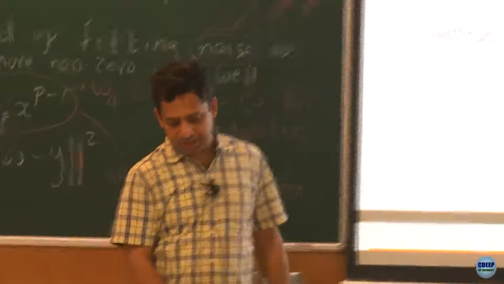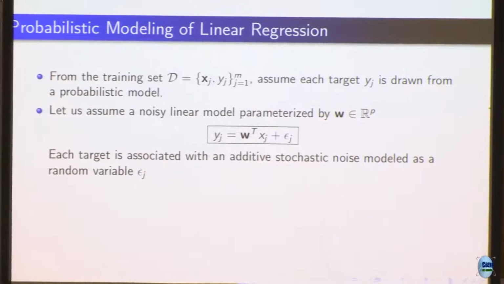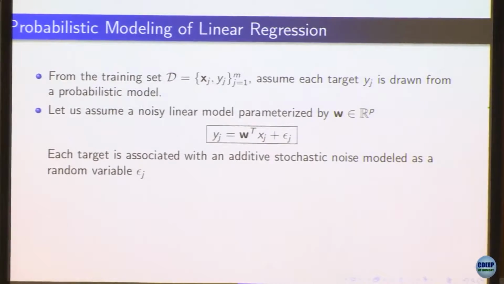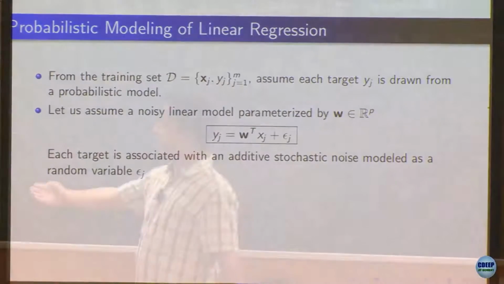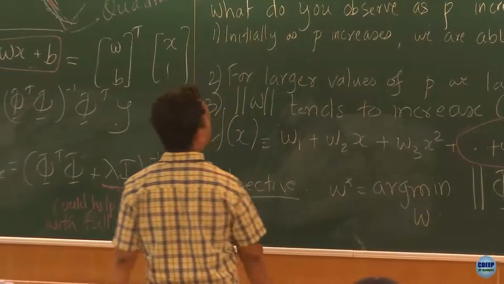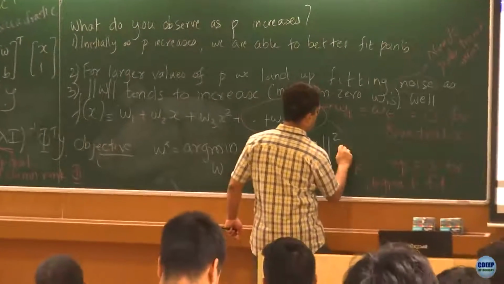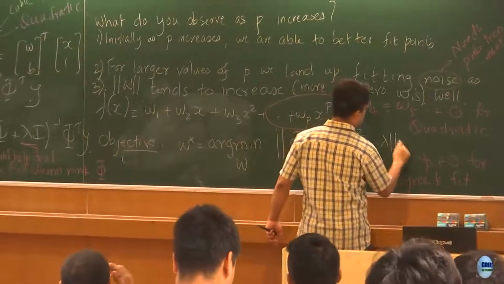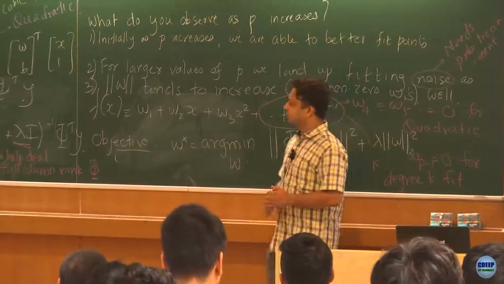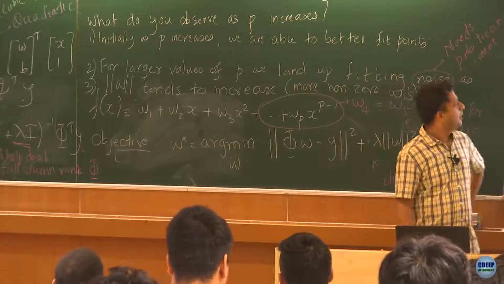So probabilistic view of linear regression, and as I remind you, this is going to gradually help us understand why we would insert a lambda I right here, or why we would be interested in an objective function which has this lambda 2 norm square in addition to the least square component.